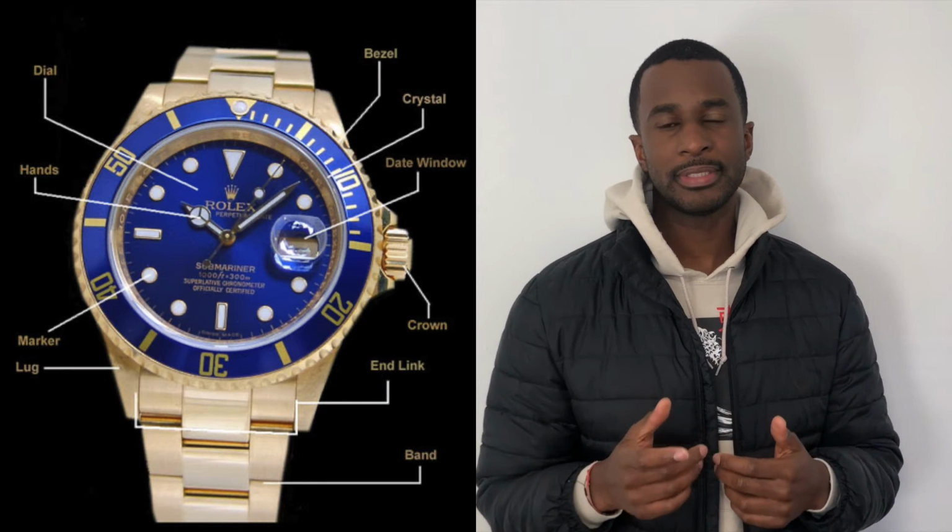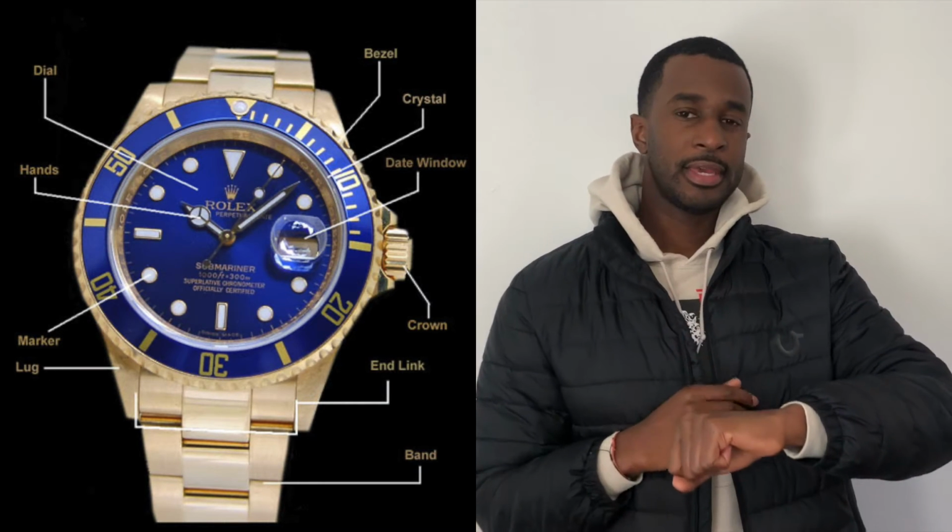Now, next we're going to talk about the crown on the watch. Now, the crown is typically, if you're looking at it from my POV, and I'm looking at the watch right now, the crown would be on the right side of the case. For some watches, it'll be on the left side, and that would be for like a left-handed person who's wearing the watch on their right wrist.